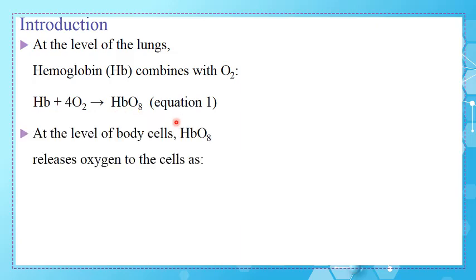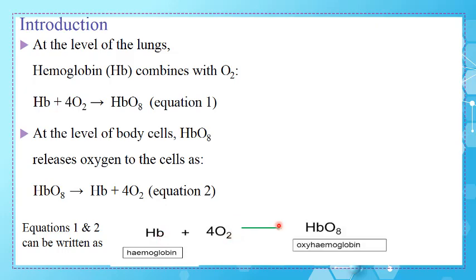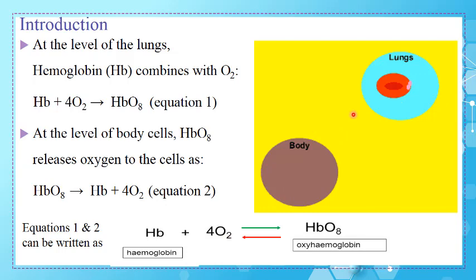This is equation 1. At the level of the body cells, the opposite will occur. It means HbO8 releases oxygen to the cell as in the following. As you can notice here, equation 1 and equation 2 are opposite to each other. So equations 1 and 2 can be written as Hb, that is hemoglobin, plus 4O2, that is oxygen, combined together to give HbO8, and in turn, HbO8 will go in a reverse direction in order to produce again Hb and 4O2. Here are the lungs, and here are the two pink balls which represent oxygen.